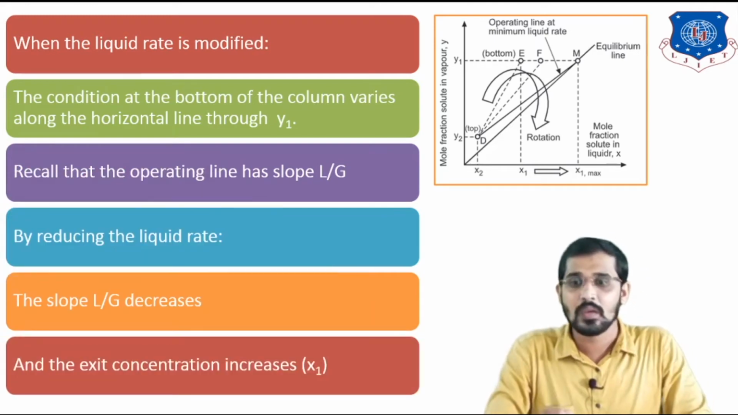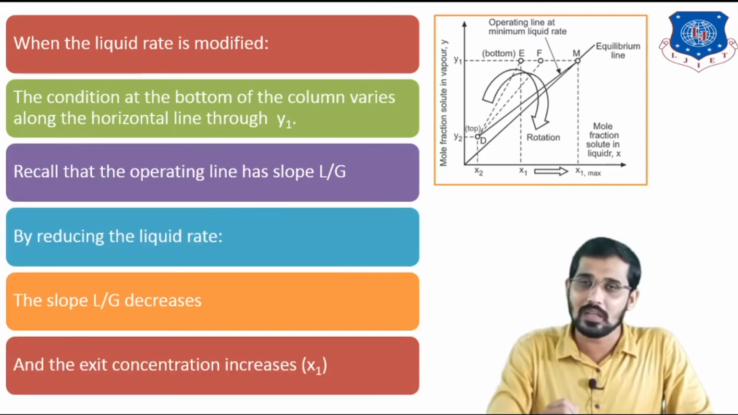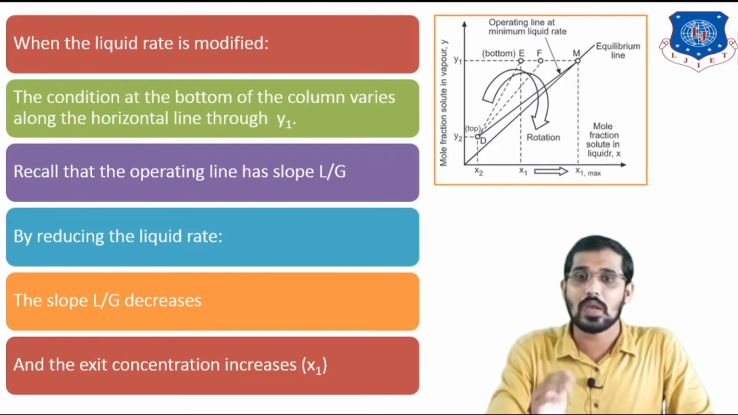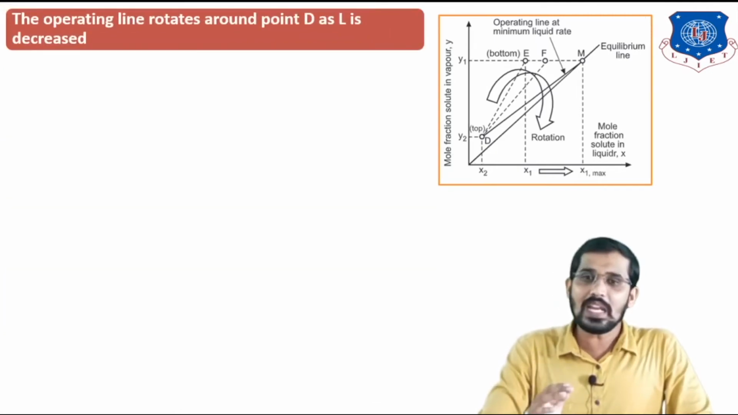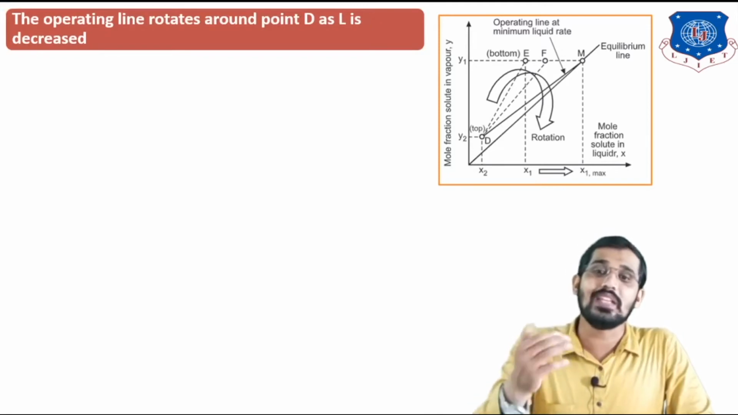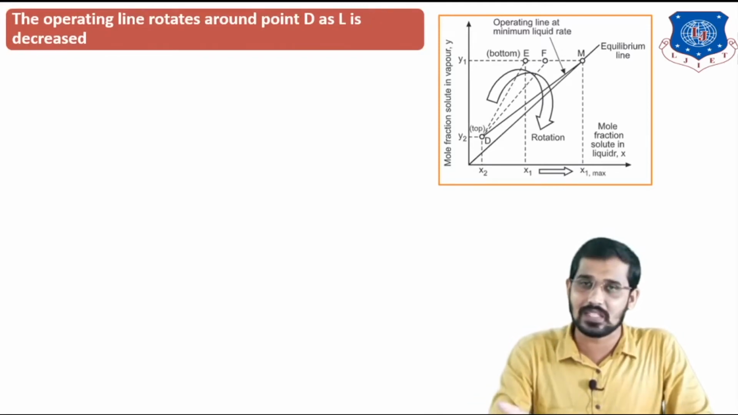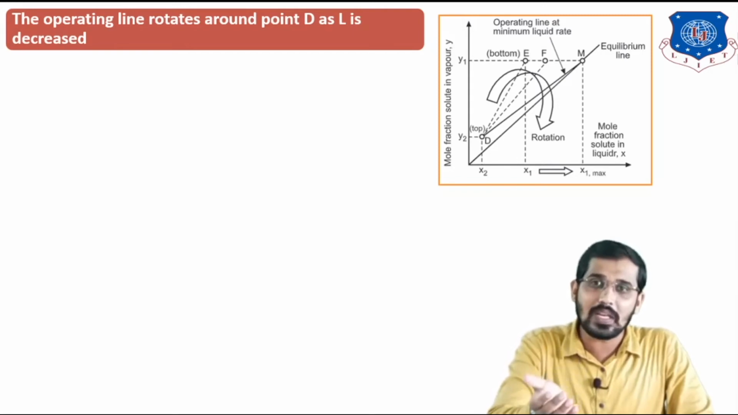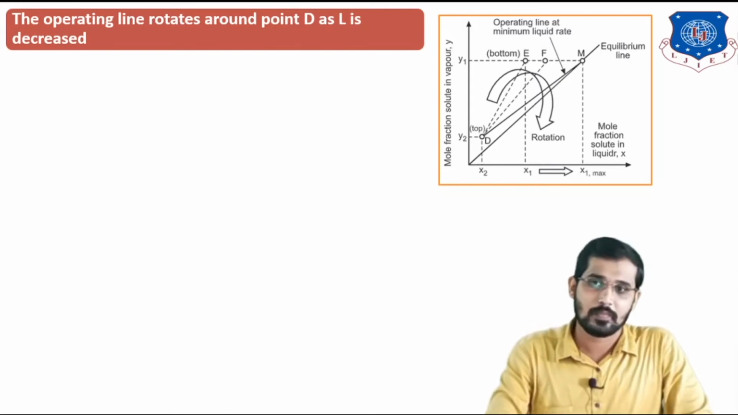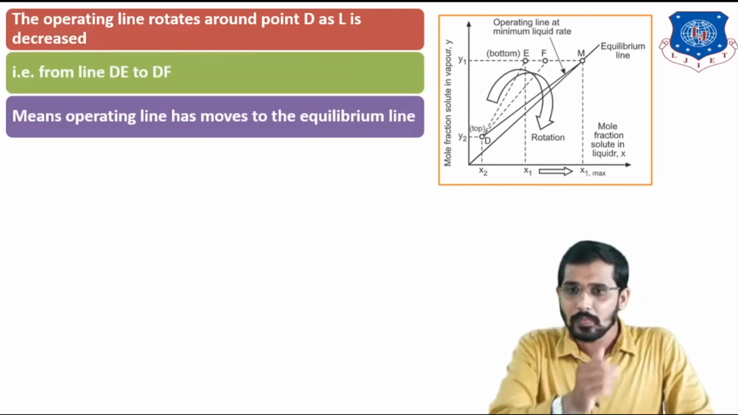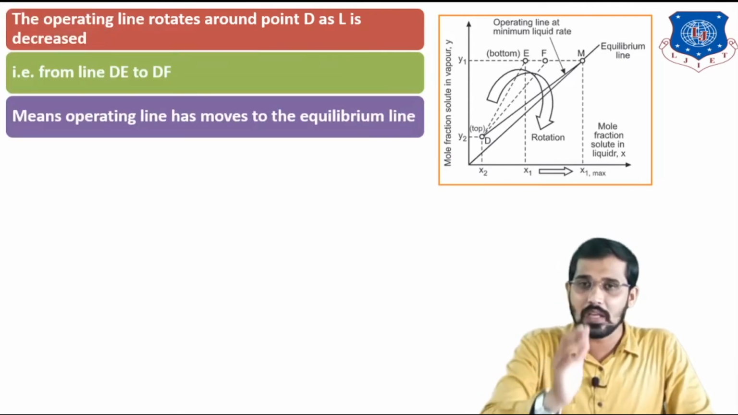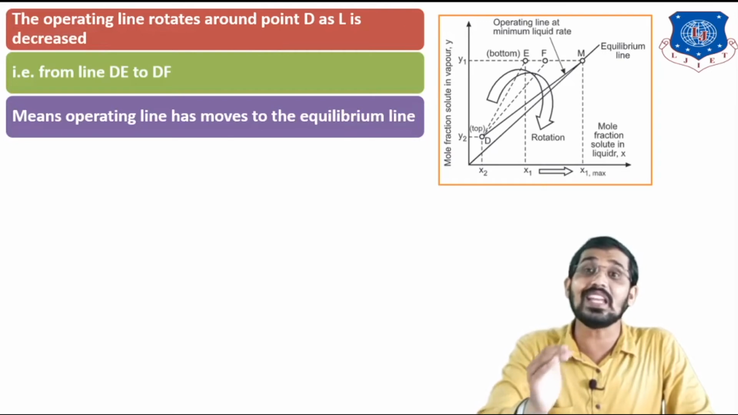So you can see here the exit concentration increases to x1. So at point E, that is nothing but x1. Now the operating line rotates around the point D as L is decreased. You can see in this figure that the operating line is moving in the clockwise direction. So you can see here from DE to DF and DF to DM, and one time will be there, at that time that will intersect the equilibrium line.